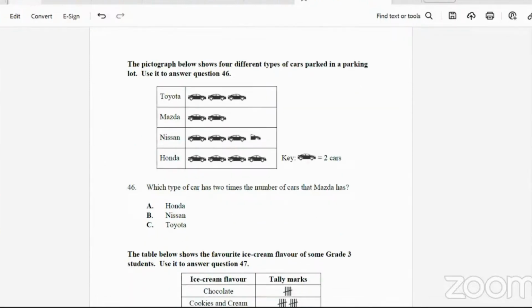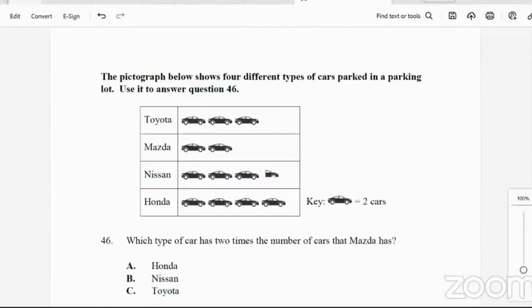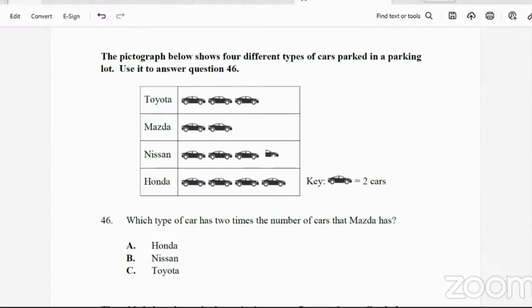Moving along, let's get to question 46. The pictograph below shows 4 different types of cars parked in a parking lot. Use it to answer question 46. The key tells us that one car represents 2 cars. So the question says, which type of car has 2 times the number of cars that Mazda has?